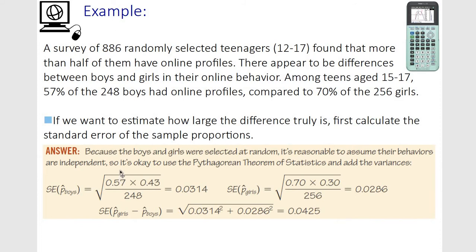So how do we do that? Okay. All right, since the boys and girls were selected at random, it's reasonable to assume that their behaviors are independent. Okay, so here we have our standard error of the boys. All right. 57% have online profiles, 43% don't, total 248, take the square root. Standard error of girls, 70% have online profiles, 30% don't, over a total of 256. Now to do the standard error of the difference, you add the variances, so you put those squares back on, and then take the square root. Okay, so that's what that means.